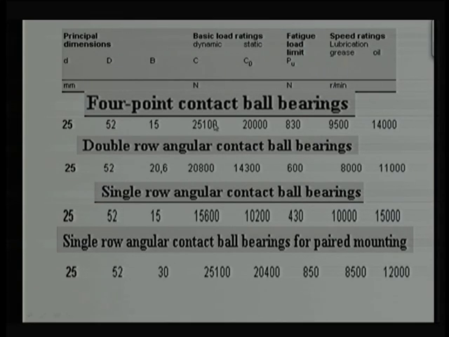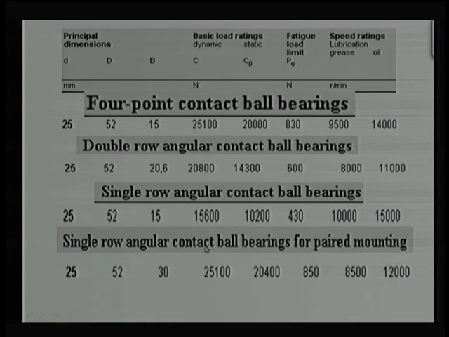Now, if I compare the 4-point contact ball bearing with the single row angular contact bearing in the paired or tandem arrangement, what are we going to lose? Length is almost half. Load carrying capacity is almost the same, either dynamic or static. Fatigue load is also almost the same. So we are not gaining much if we choose the paired bearings. Here, this bearing will be a better option compared to that bearing.